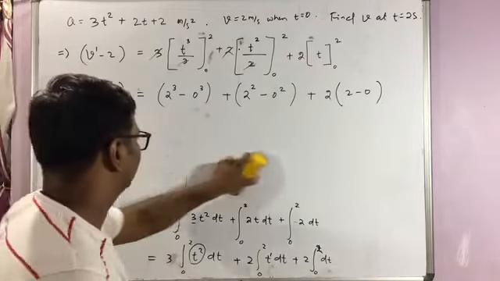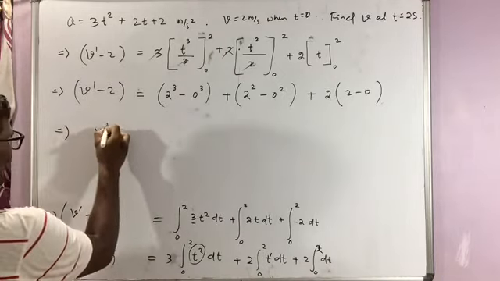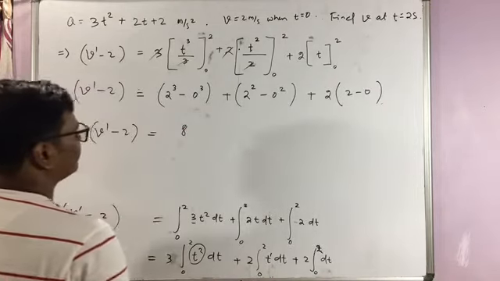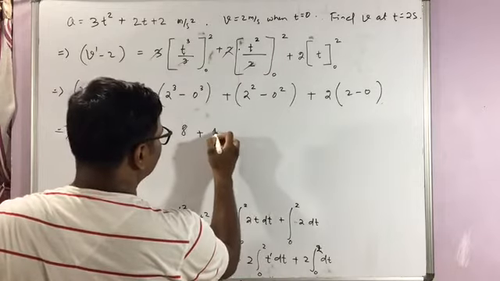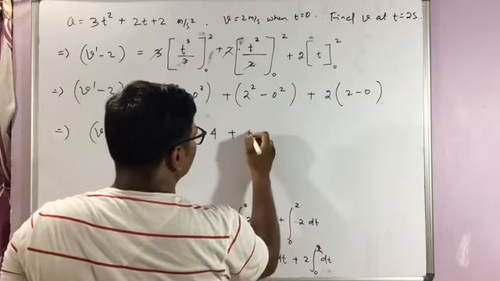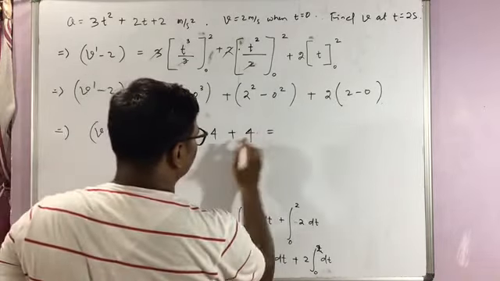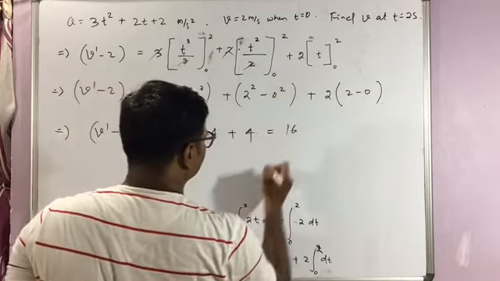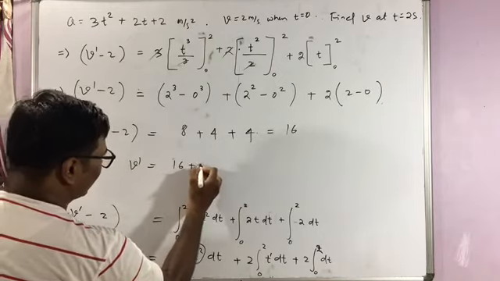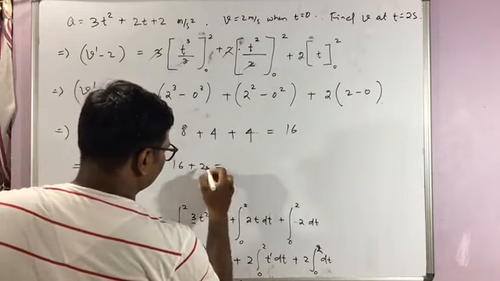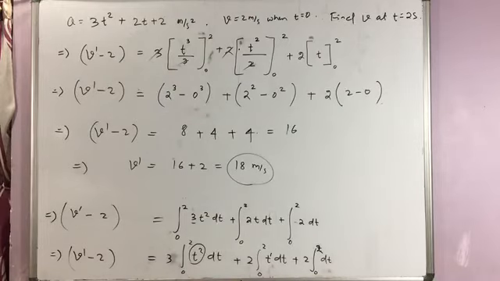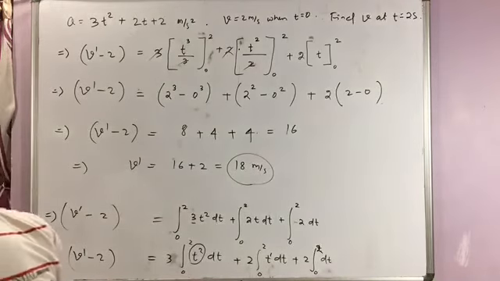Now I can find the value. V dash minus 2 would be 2 to the power 3, which is 8, plus 2 square, which is 4, plus this is 2 minus 0, which is 2, 2 into 2, 4. So 4 plus 4 is 8, 8 plus 8 is 16. Which implies V dash is equal to 16 plus 2, because this minus 2 will go to the other side and become positive, which is 18 meter per second, and that will be your answer. In this way you need to approach the question. Thank you.